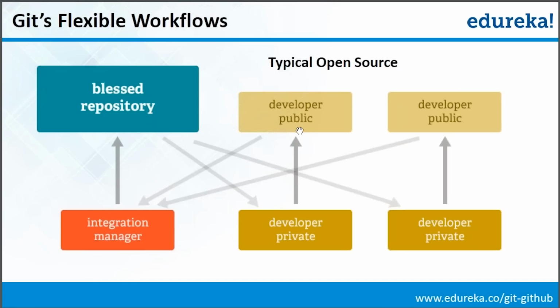After the work is done, we publish it back and then tell the integration manager that, look, something is available here. Why don't you take a look? And if you like it, you push it back to the blessed server. So here the integration manager acts like a gate. And this is how typical open source works. If you are an open source contributor, you know how it works. This is exactly how it works. So I check in something in my public repository, and I notify the integration manager that, hey, look, I've done this particular bug fix.